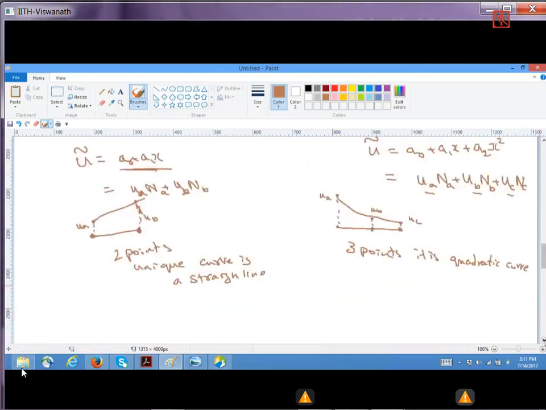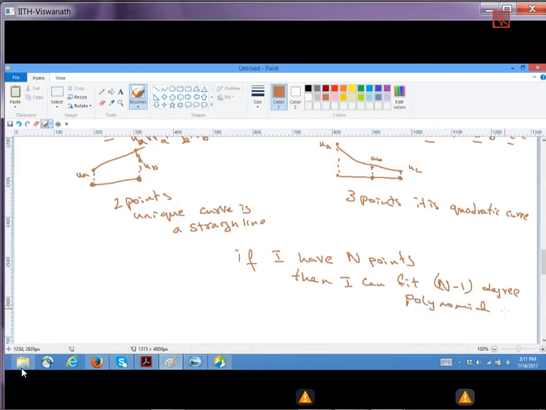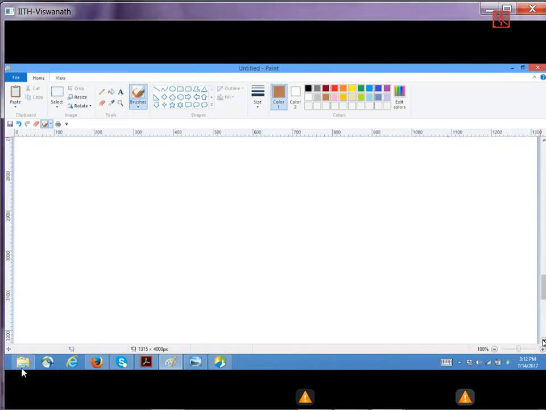There are other reasons why it has to be of that form, which we'll discuss at a later point of time. Now, this has been said, I can generalize it: if I have n points, then I can fit an n minus 1 degree polynomial for those points. That's a generalization. Now let's come back to where we left.